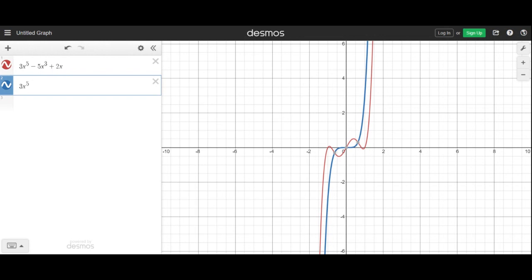So those other terms in this case only affect all those little turns in between, but the end behavior is completely decided by just that leading term, okay? Just the degree and the leading coefficient. Any questions about that now?